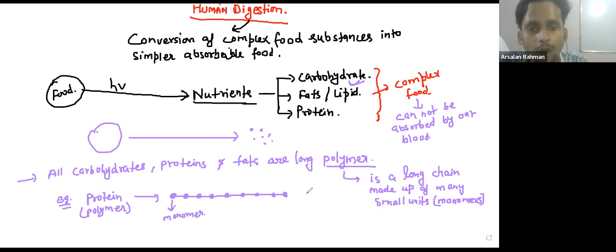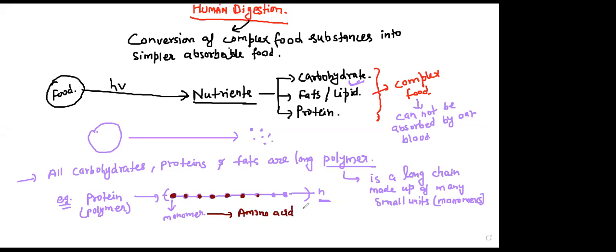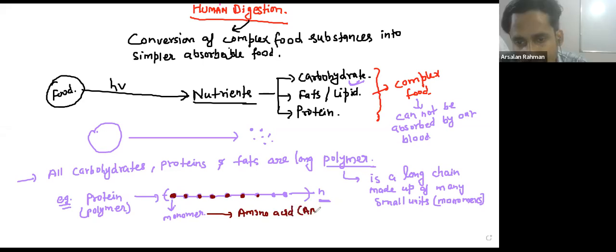So lots and lots of monomers, n number of monomers. What does this n mean? Thousands and thousands of small monomers will join together to form what, beta? To form protein. So protein is made up of small units. These units are called amino acids. Have you heard about this term amino acid? Yes, sir. I will represent amino acid as AA.